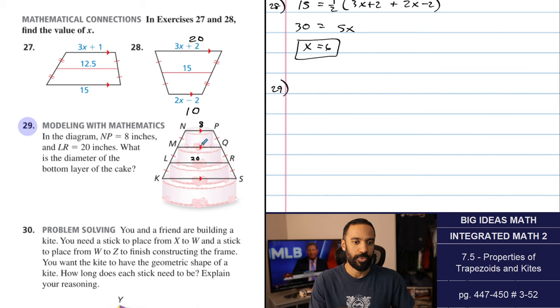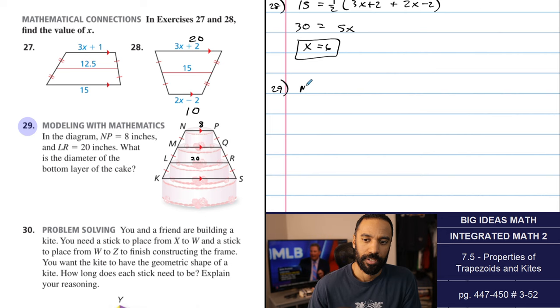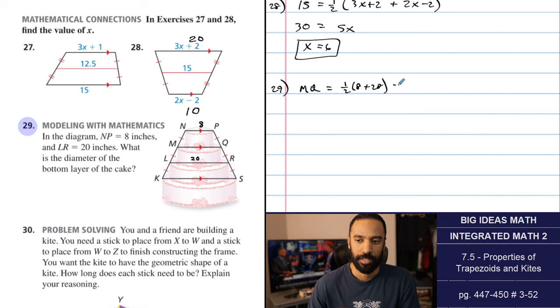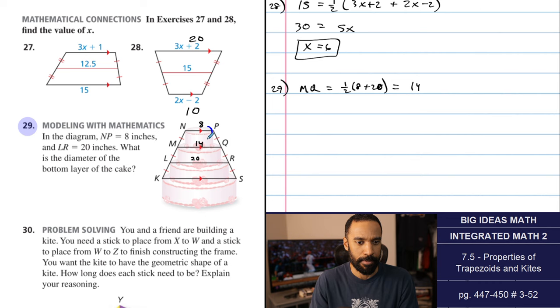What we want to do is find the length of MQ by averaging 8 and 20. Then this number and this number would average to make 20, for example. So MQ is the average of 8 and 20, which is 14. So MQ is 14. And you know, these mid-segments actually just keep flowing the same amount each time.